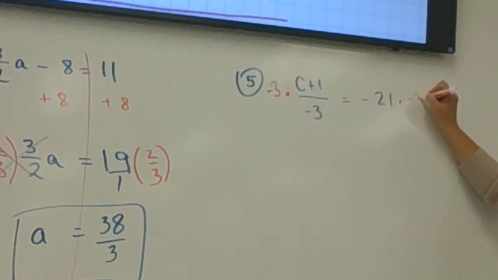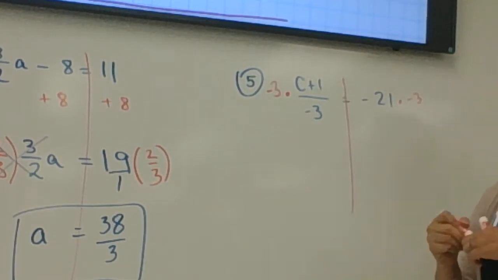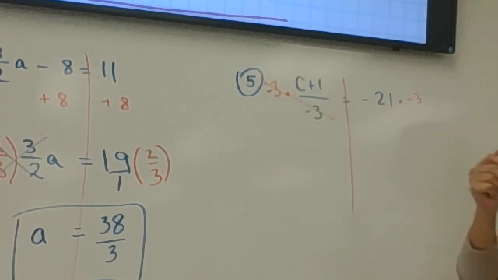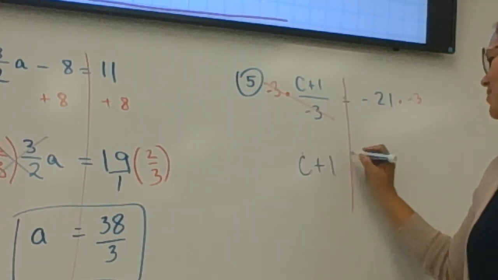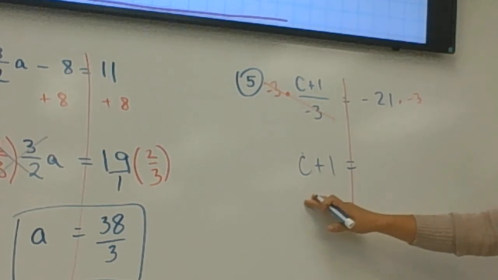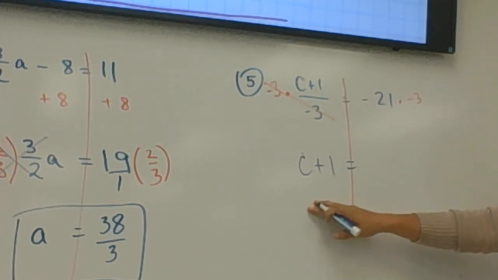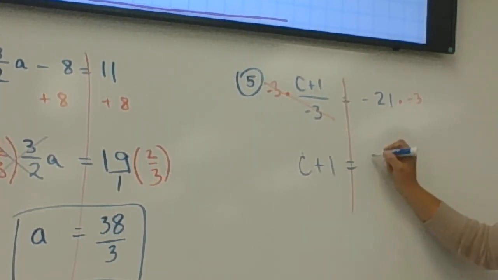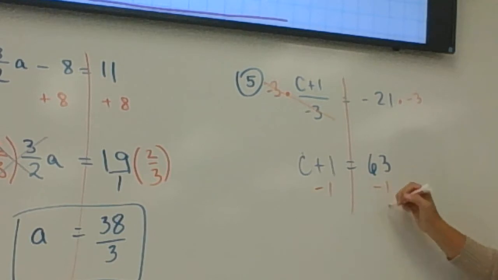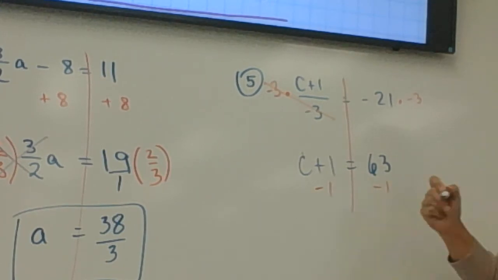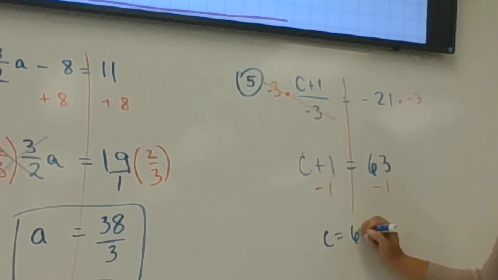Multiply both sides by -3. We don't actually multiply. That's just a cancellation. Cancel. So we got C plus 1. That's so much more simple. The fraction's gone. Equals 63. Now easily subtract 1. And C is 62.